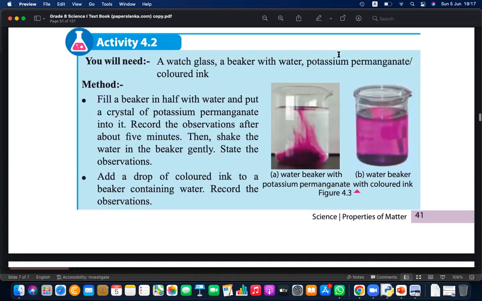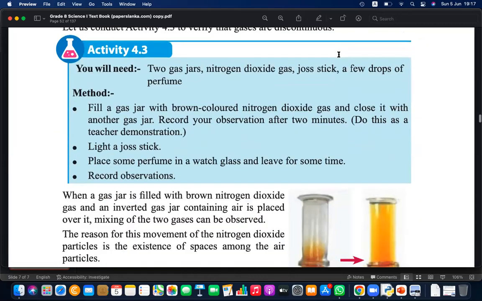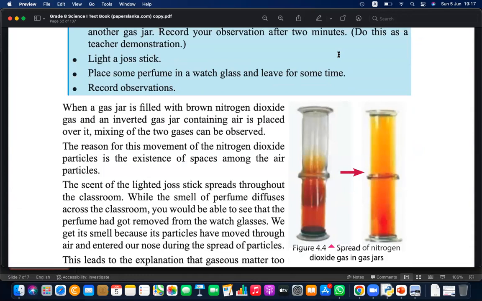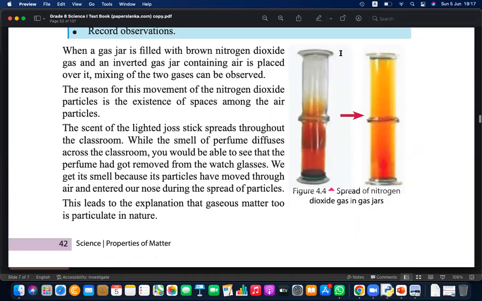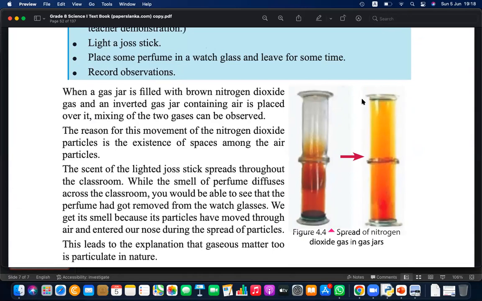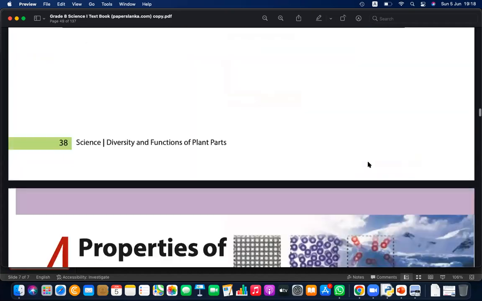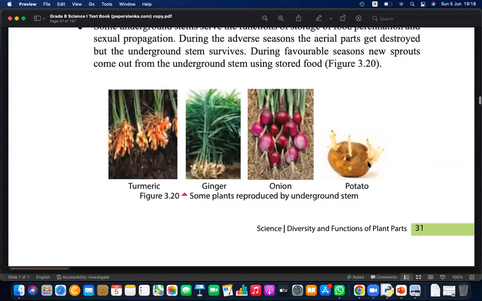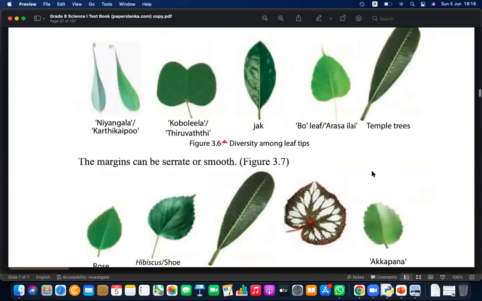And the same practical you can do, but this time for air. Here they have used nitrogen dioxide, NO2. Why nitrogen dioxide? Because it has a color. It's a colored gas. That is the reason why this is used. Or you can simply do this without nitrogen dioxide. You can do this using carbon dioxide. A similar practical was there, you can remember, I think. This is also an example for the discontinuous nature.